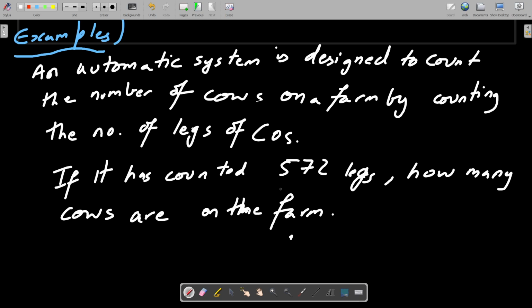Okay, so it has counted that 572 legs have come in or out, right? So how many cows will be there? You'll get 572 divided by 4 cows. Okay, how much will that be, by the way? This number is 143. 143 cows are there on the farm.